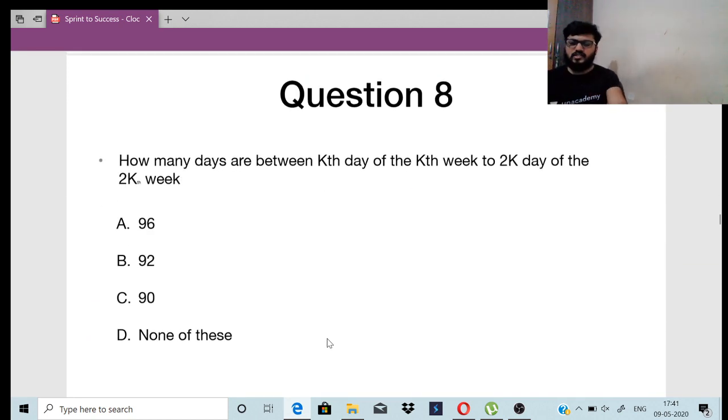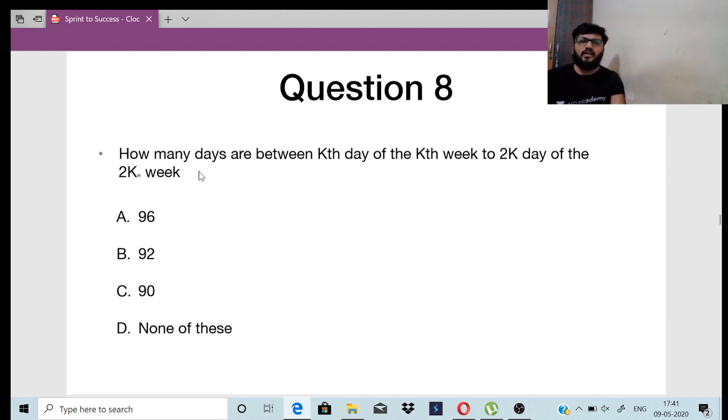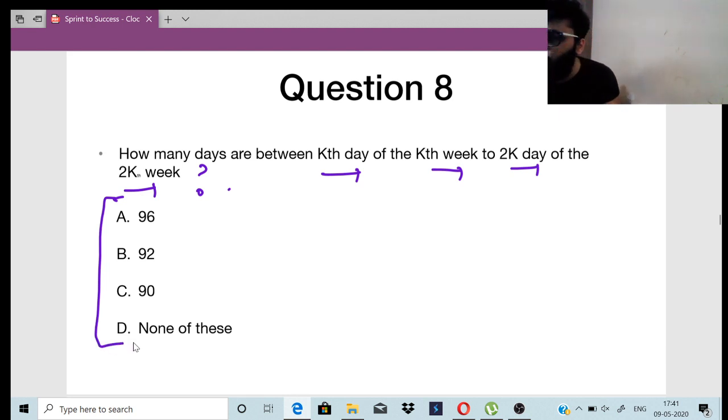So the last two questions, right? Question number 8. How many days are between the kth day of the kth week to the 2kth day of the 2kth week? Here are your four options.